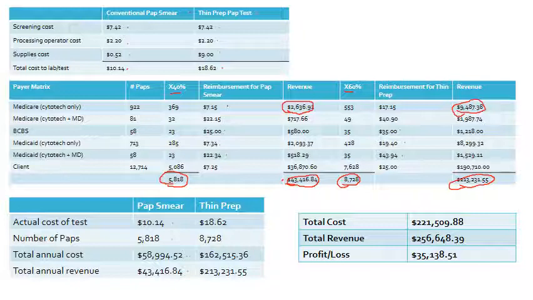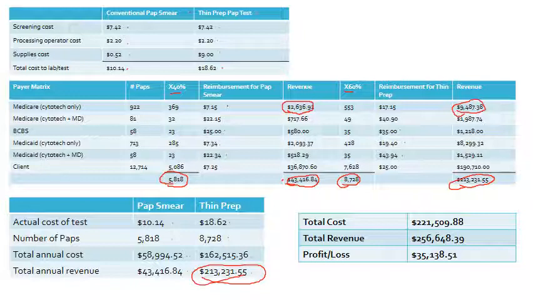And then we go, and you can see that we make approximately, about $15,000-ish on that one. Then with the thin prep, you do the same thing. With this one, you actually lose money with the $15,000. But with the thin prep, with your cost being more and your test being more, your annual cost is $162,000. Annual revenue, however, is $213,000.